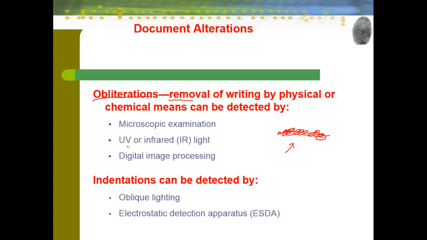And so we can go with some UV or infrared light, microscopic examination, digital processing, and then from there we have oblique lighting we're going to work on in class, or electrostatic detection apparatus, which actually can be used to find out what was written on another page of information. So that's the beginning of our chapter 10 on handwriting analysis, counterfeiting, and forgery.